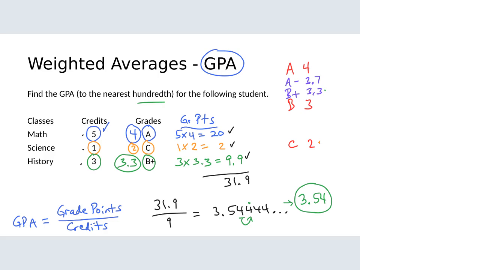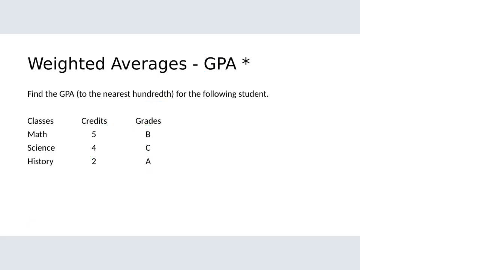Outstanding. Okay, here goes. Just a reminder, an A is worth 4 points per credit, a B is worth 3 points per credit, and a C is worth 2 points per credit. I want you to find the GPA for that student. I'll set up a poll for this one.